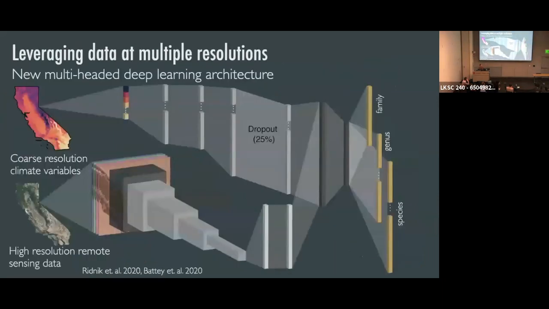Now, as you are probably wondering, we have 2 very different resolutions in the data we're working with, right? The remote sensing data is at 1 meter per pixel, but our climate data is 1 kilometer per pixel. So how do we deal with this mismatch in resolution?